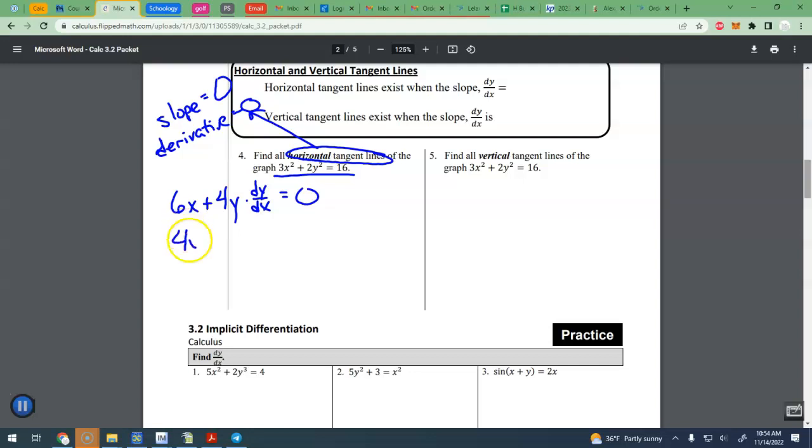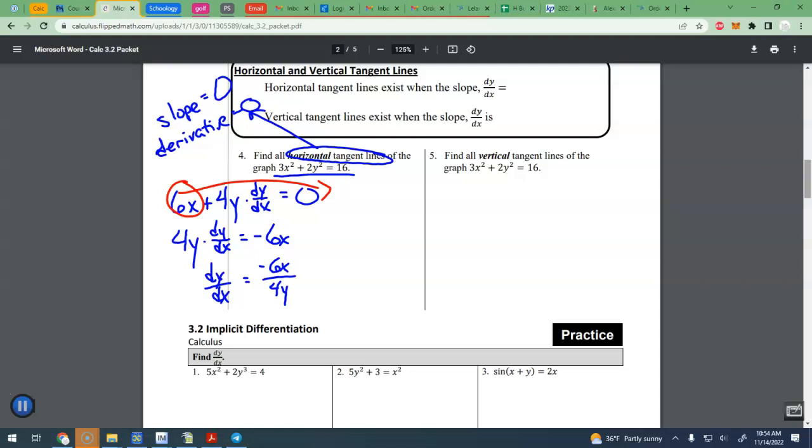So 4y times dy dx equals negative 6x. Just subtract it to move that over there. dy dx equals negative 6x over 4y. So that's the slope. This is where I was a step ahead of myself.